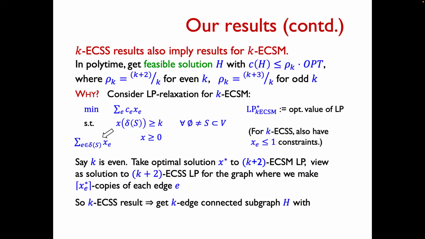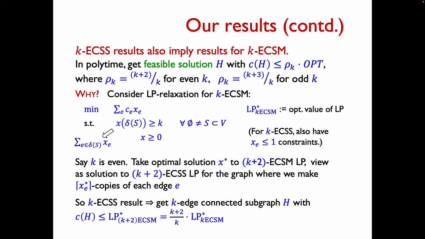So I had K plus 2H connectivity in the LP solution. I lose 2, so I get KH connected. And the cost is at most the cost of the optimal LP solution here, which is at most the cost of this X star solution, which was the optimal solution for this K plus 2 ECSM.